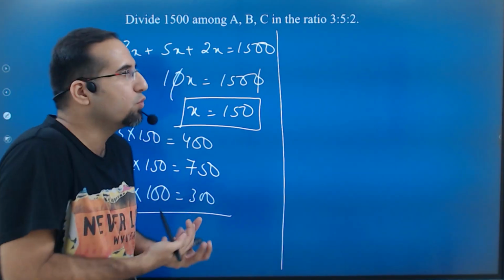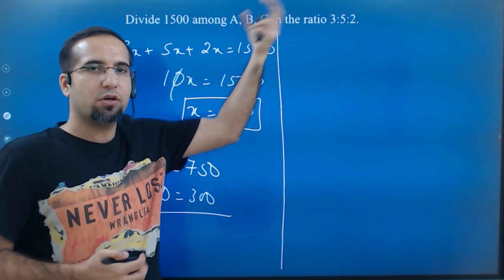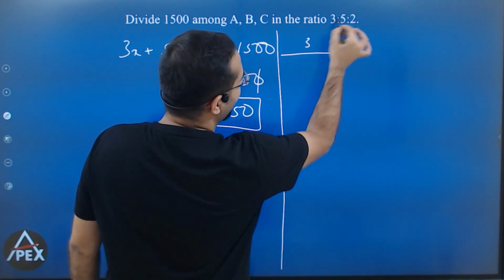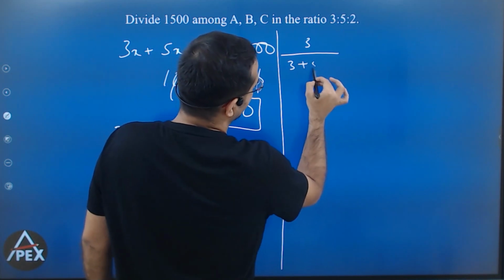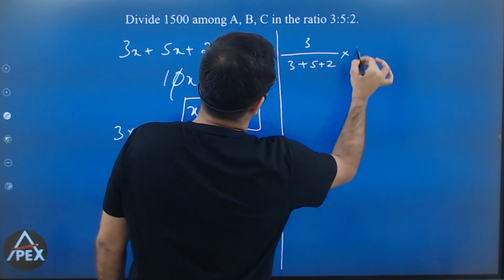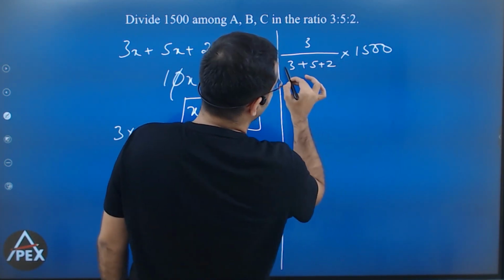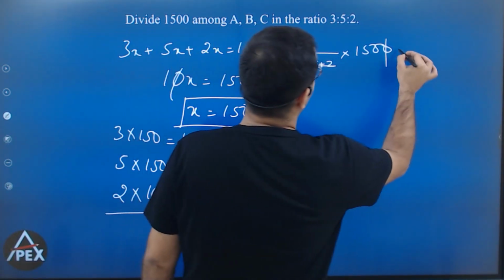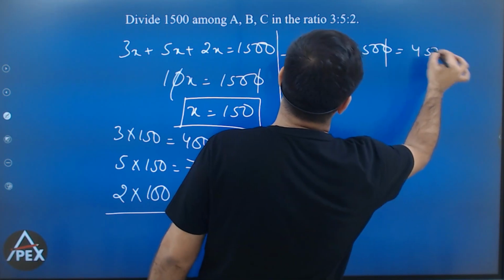Now, as I told you, when total is given, we can use a different method. So what do I do? The first part is 3 divided by, I add all the 3 of them, 3 plus 5 plus 2, into 1500. So this is 10 and a 0 gets cancelled. So 3 into 150. So the first part becomes 450.